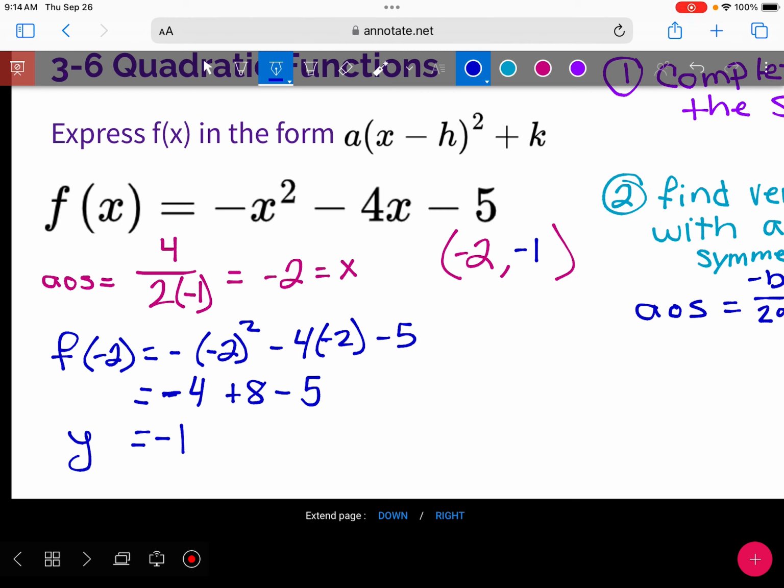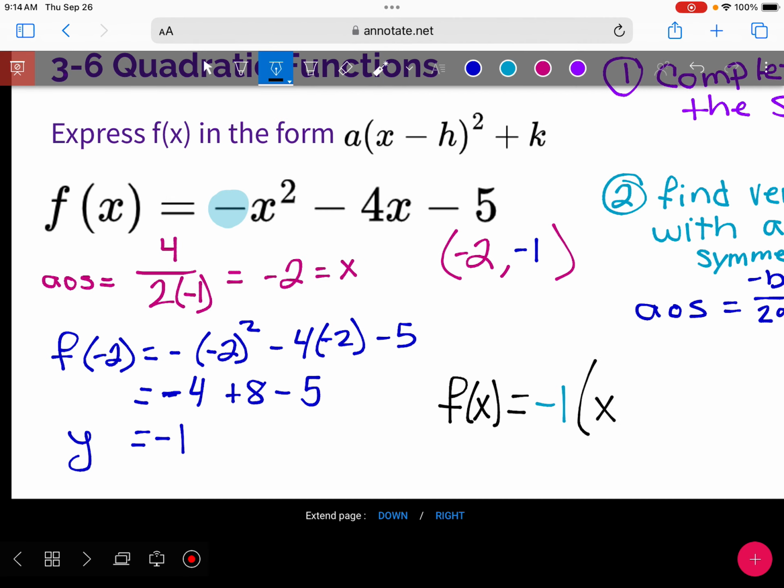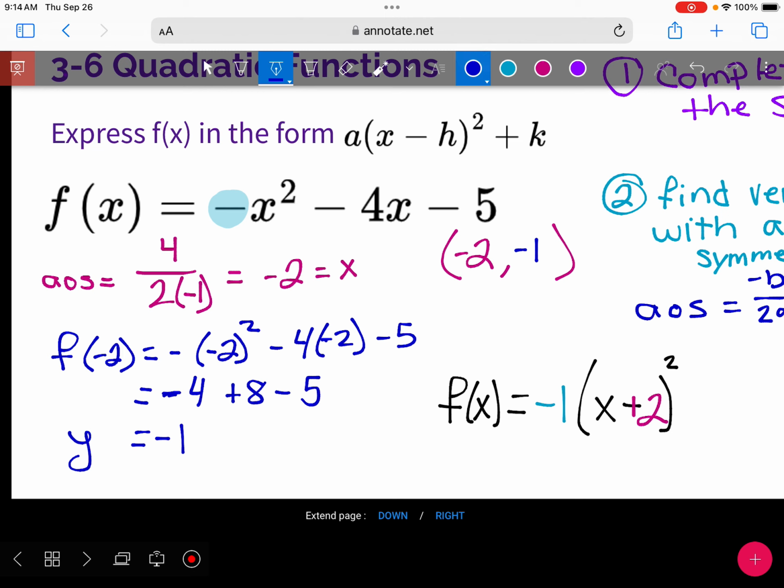What is the a value? To write my equation, I need all the pieces, a, h, and k. Negative 1. The a value for vertex form is the same as the a value from standard form. So we're going to have our negative 1 times our x minus our h, being our axis of symmetry, being our x value, being negative 2. So it's going to become x plus 2 quantity squared plus k, minus 1.